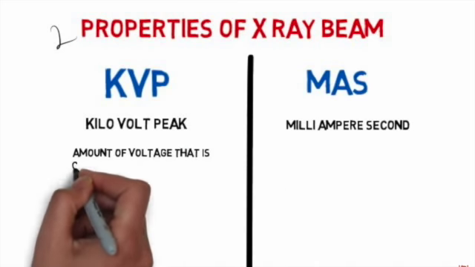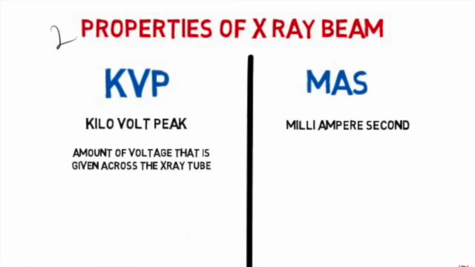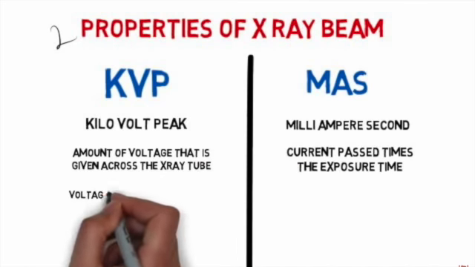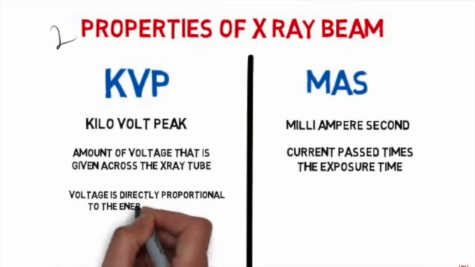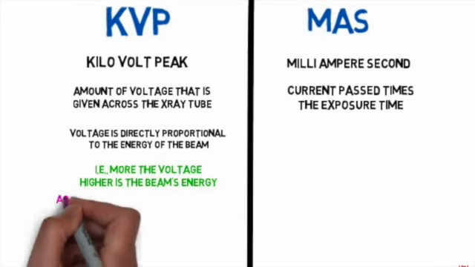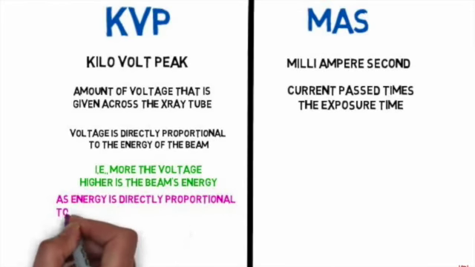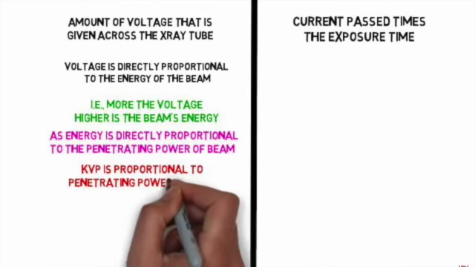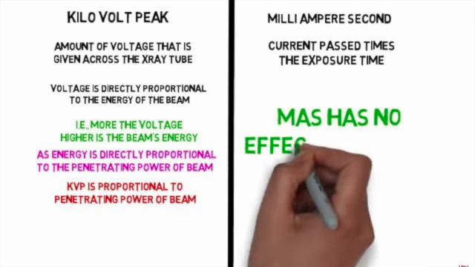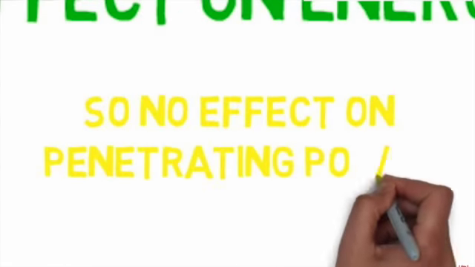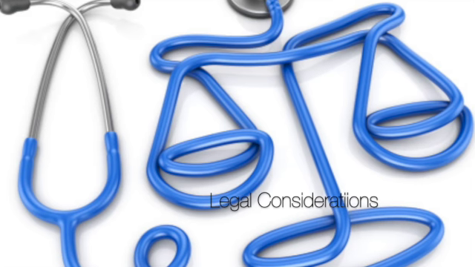KVP is the amount of voltage that is given across the X-ray tube, and MAS is the current that passes times the exposure time. KVP voltage is directly proportional to the energy of the beam. The more voltage, the higher the beam's energy. As energy is directly proportional to the penetrating power of the beam, KVP is proportional to the penetrating power of the beam, versus MAS, which has no effect on energy, so no effect on penetrating power whatsoever.